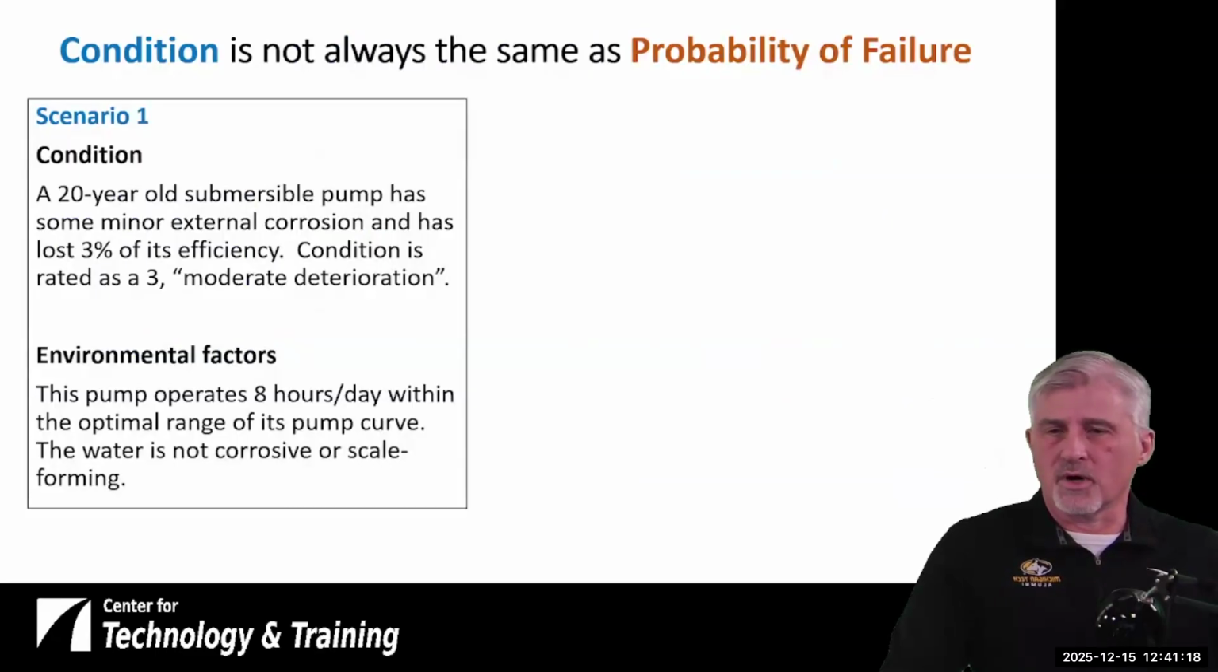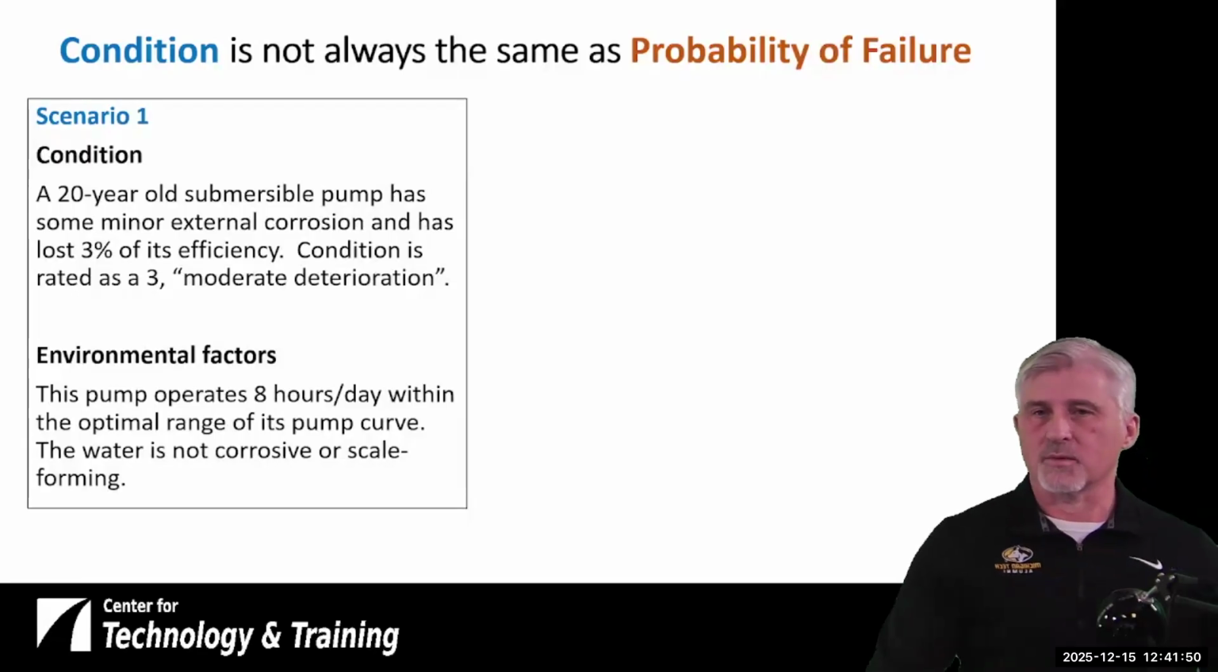So in scenario 1, we've got a condition: a 20-year-old submersible pump that has some minor external corrosion, and it's lost 3% of its efficiency. In this case, we're rating this condition as a 3, so it's got moderate deterioration. And what are the environmental factors? What's going on with this? So the pump operates 8 hours a day within the optimal range of its pump curve. The water is not corrosive or scale forming. So that pump is pretty stable.